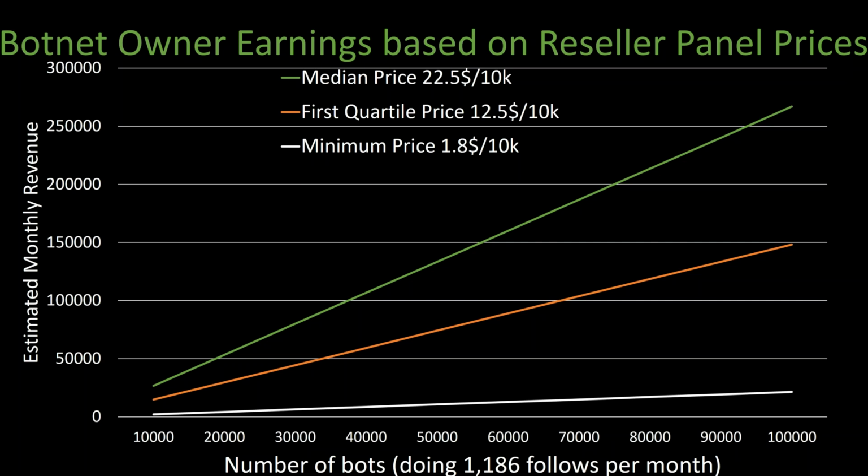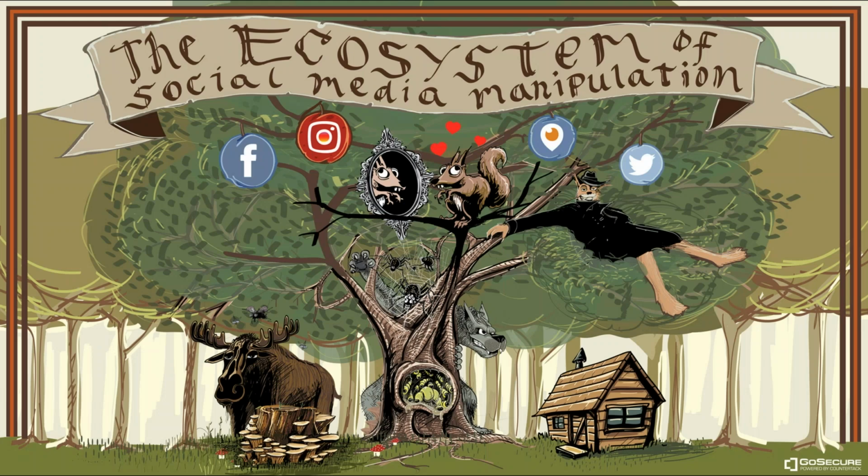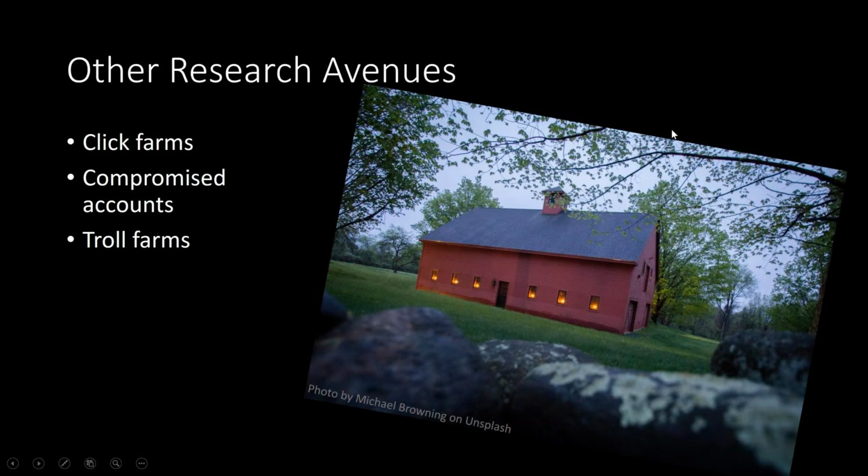And this is the mistake that we made in 2016, and this is a message that we want to pull out today. So this ends our ecosystem of social media manipulation, with all the actors that we found through our investigation. There are other research avenues that we haven't looked at: click farms, compromised accounts, and troll farms, which are different ways of creating fake likes and follows that do not go through IoT botnets.